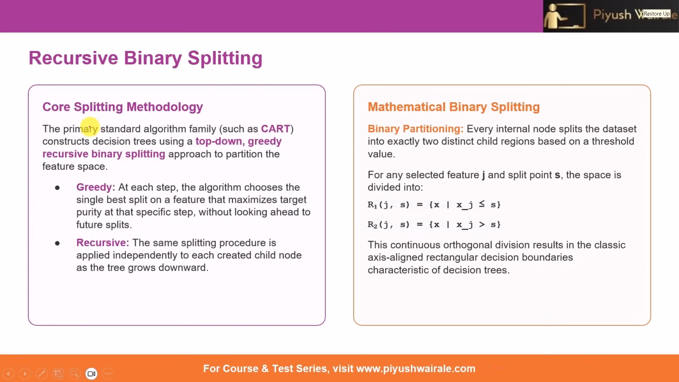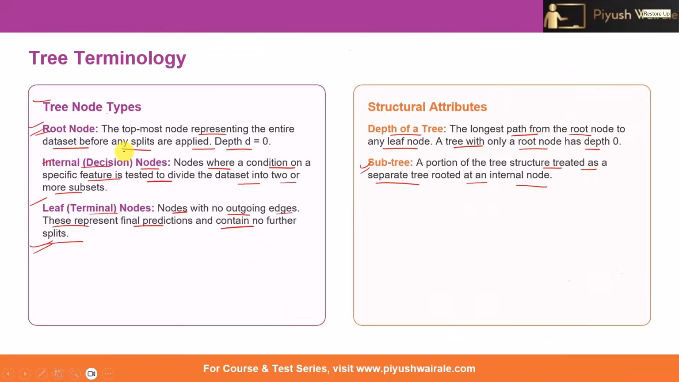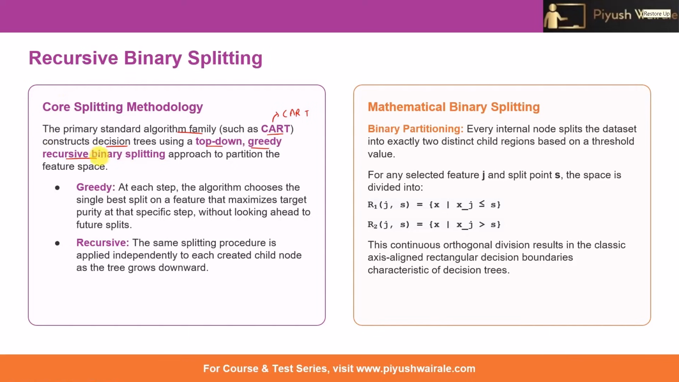Now recursive binary splitting. The primary standard algorithm is CART, so we will use the CART algorithm in decision trees. We will see what this is in upcoming lectures. It constructs a decision tree using top-down greedy recursive binary splitting. You will see the words recursive binary splitting quite a lot in the case of decision trees. So what is greedy? At each step, the algorithm chooses the single best split on a feature that maximizes the target purity at that specific step, without looking ahead to future splits.